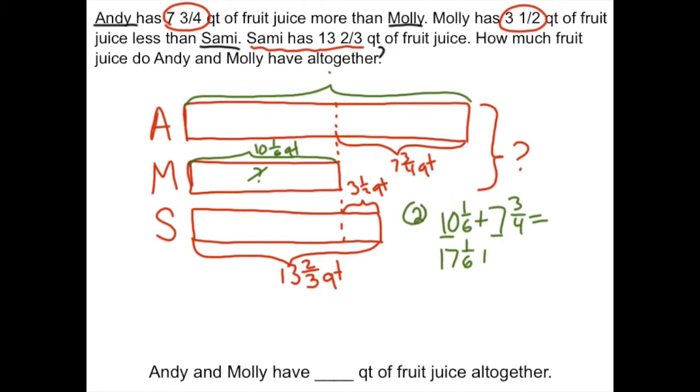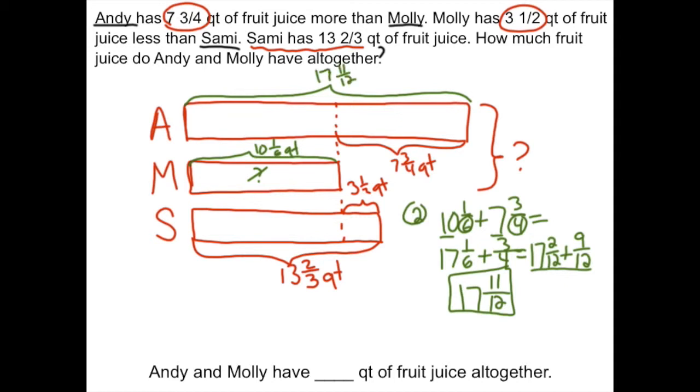So 17 1/6 plus 3/4. I then have to look for a common denominator for 6 and 4, which will be 12. So 17 2/12 plus 3/4 is the same as 9/12. So I'm just finding equivalent fractions there so I can add. So now I'm going to add 17 2/12 and 9/12, which is 17 11/12. So now I can write in 17 11/12 for Andy.